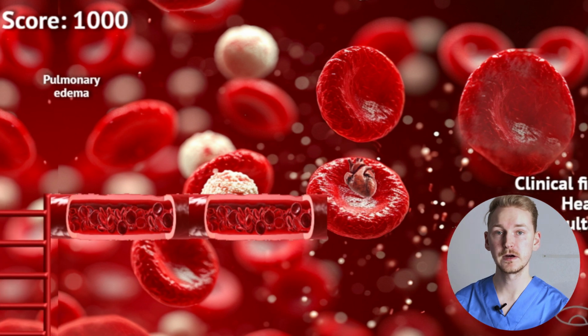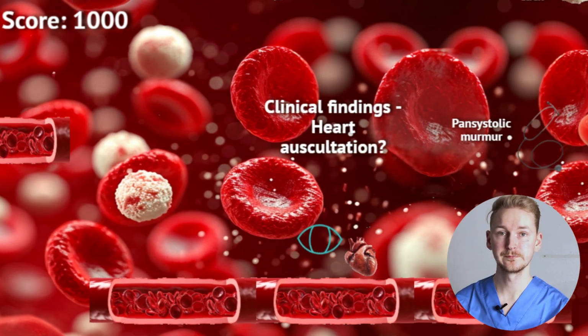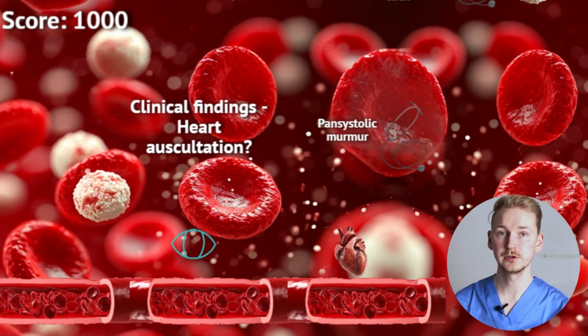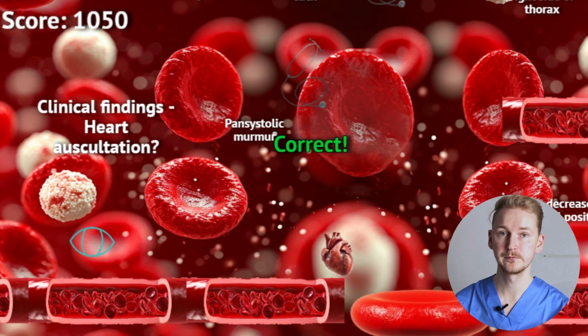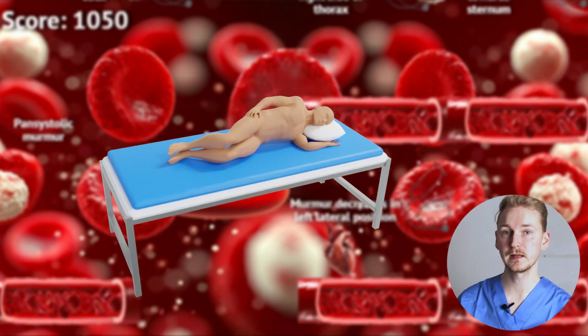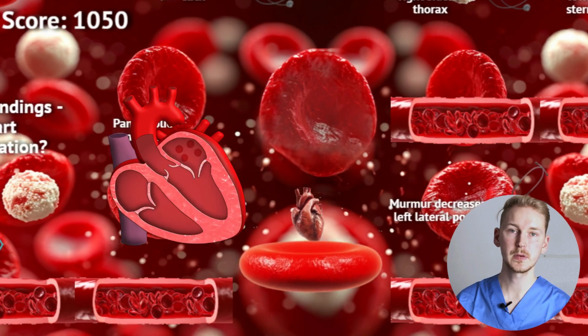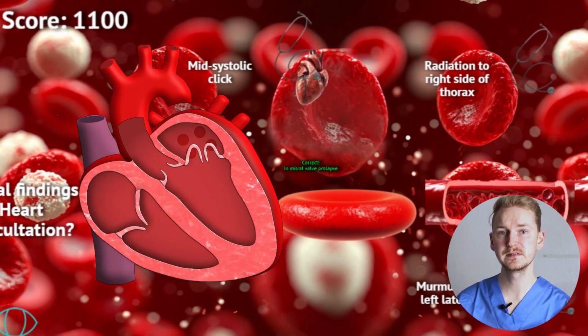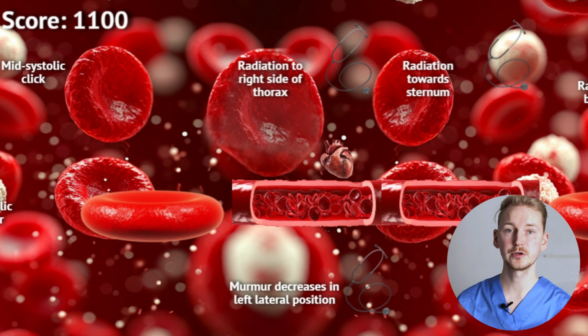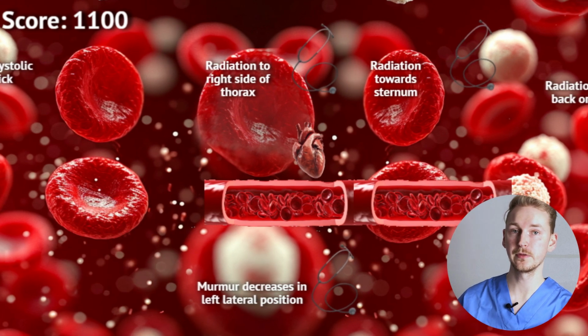What are the clinical findings for mitral regurgitation? On heart auscultation, you can hear a pansystolic murmur. The murmur increases in the left lateral position. If there is mitral prolapse, you can hear a mid-systolic click. The murmur can radiate to the left side of the thorax.